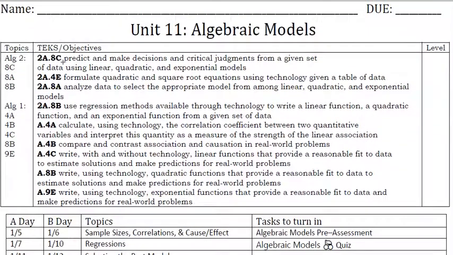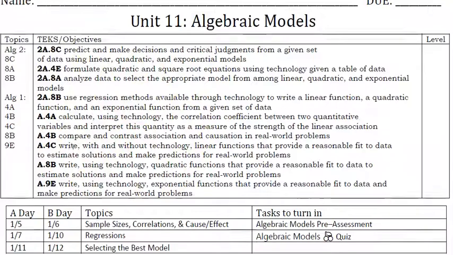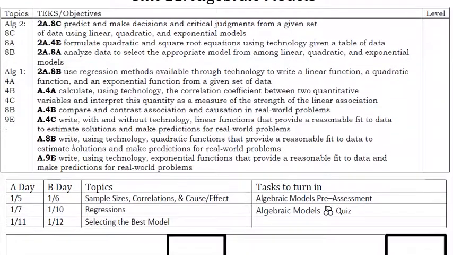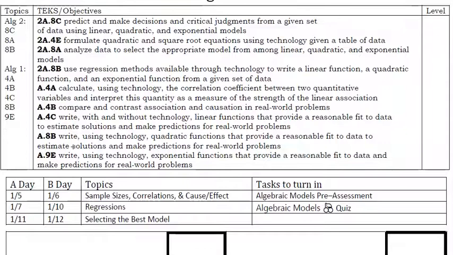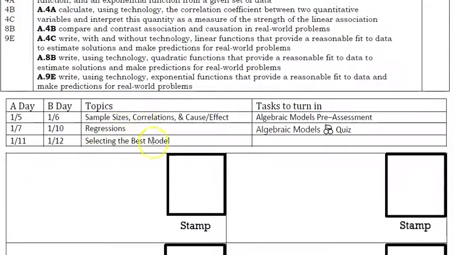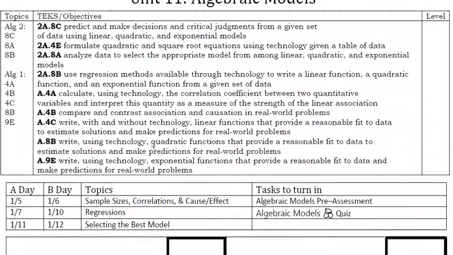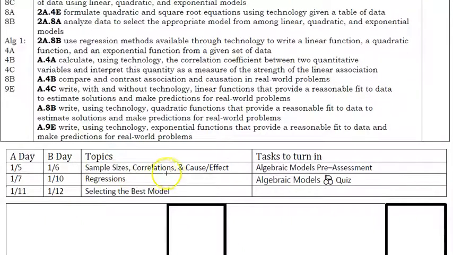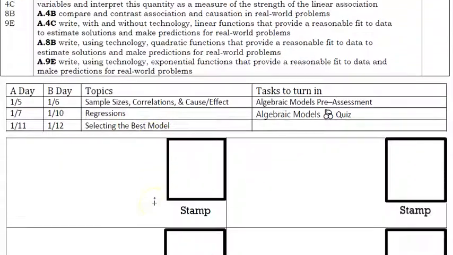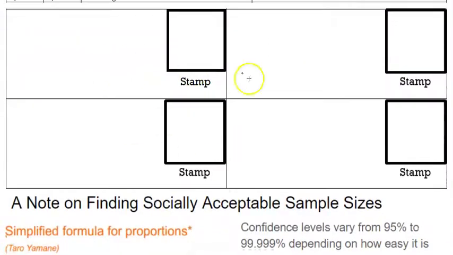Unit 11, Algebraic Models. Here are the objectives for this unit. You'll be looking at data and creating equations based on given data. This should be about a 3-day thing. The topics are sample sizes, correlations, and cause and effect, regressions, and then selecting the best model. Here's your warm-up.